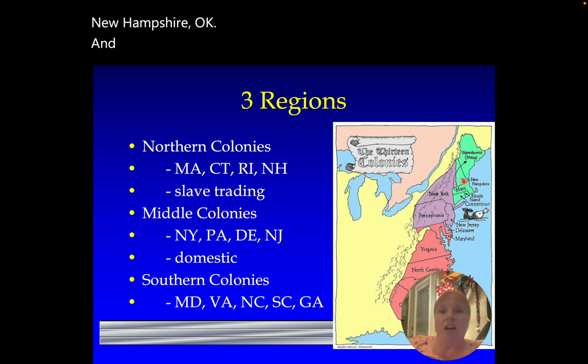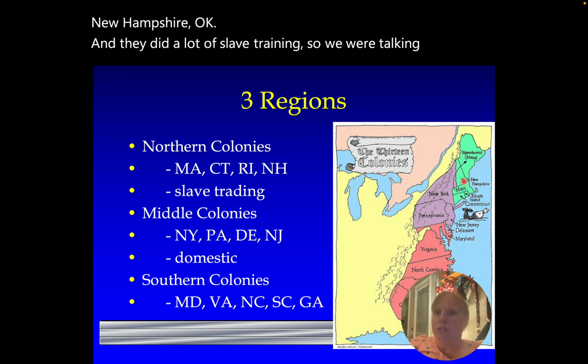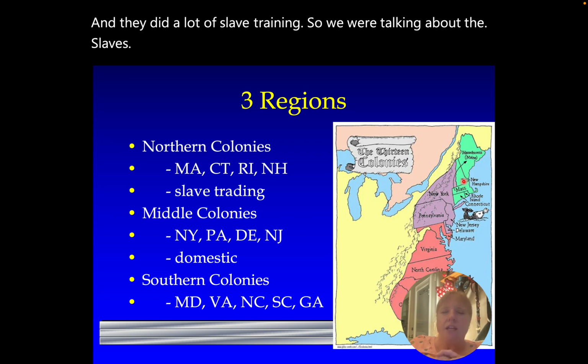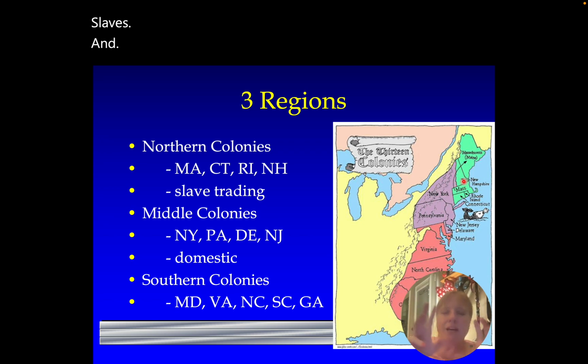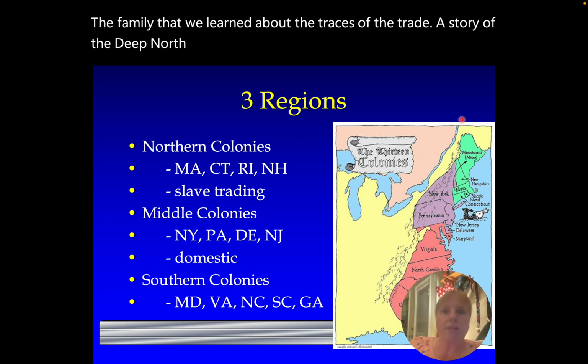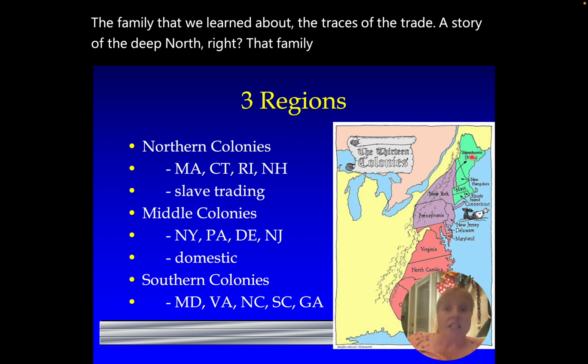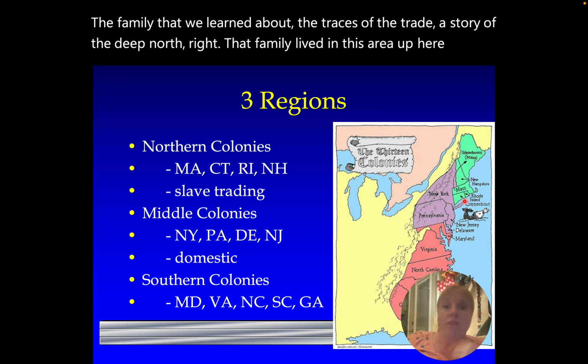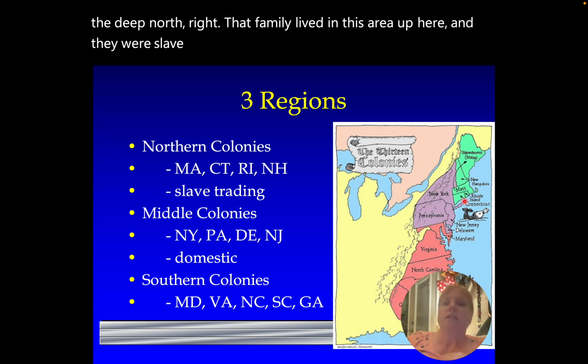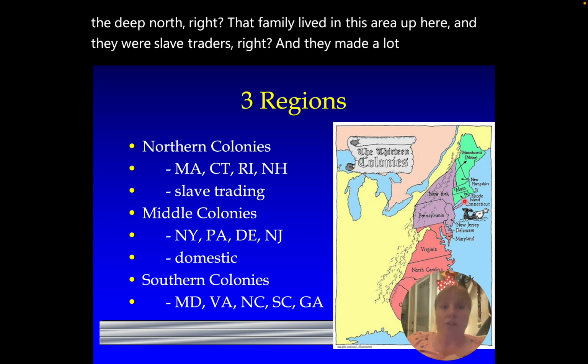And they did a lot of slave trading. So we were talking about the slaves in the family that we learned about, the Traces of the Trade, A Story of the Deep North, right? That family lived in this area up here, and they were slave traders, right? And they made a lot of money on the trade.